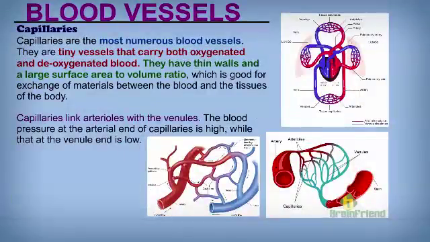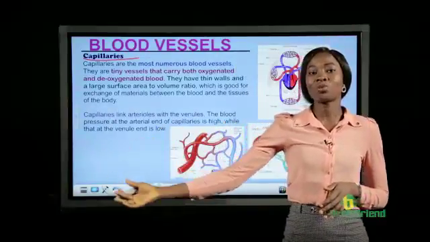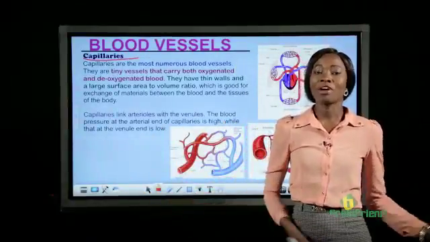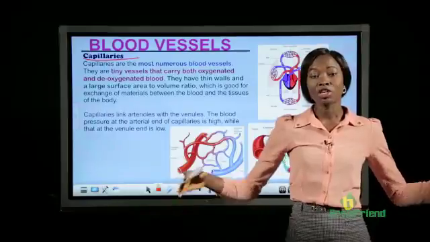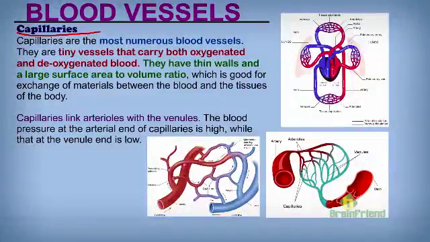The third group of blood vessels are the capillaries. Capillaries are a very unique set of blood vessels. They are somewhat between arteries and veins. Wherever you see arteries and veins, you will see capillaries. Capillaries are the most numerous blood vessels in the bodies of animals.